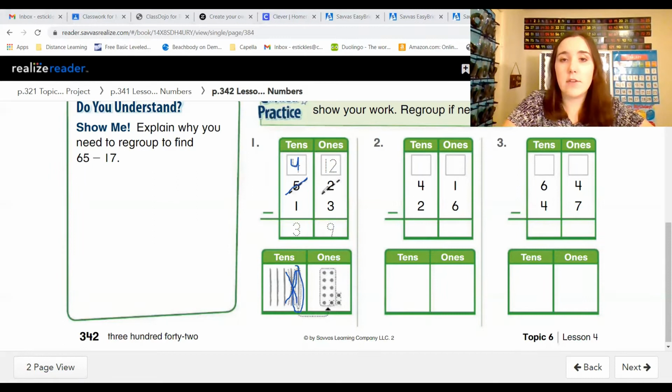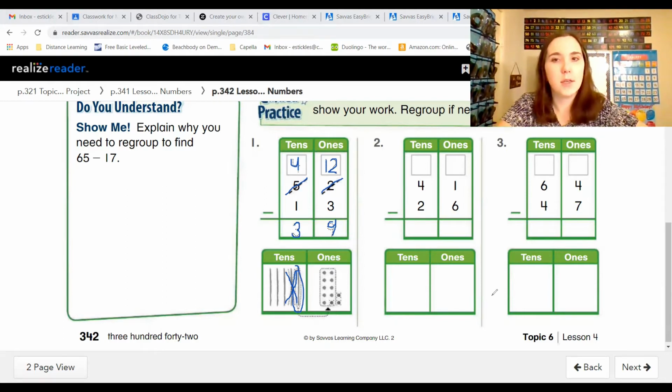And then instead of having 2 ones, we have those 2 ones plus the 10 ones that we just regrouped from that 10. So now we have 12 ones total. And then if we do our subtraction, we have 12 ones minus 3 ones, which is 9 ones. And we have 4 tens minus 1 ten, which would be 3 tens. Okay. So that one's pretty easy because they did it for us.